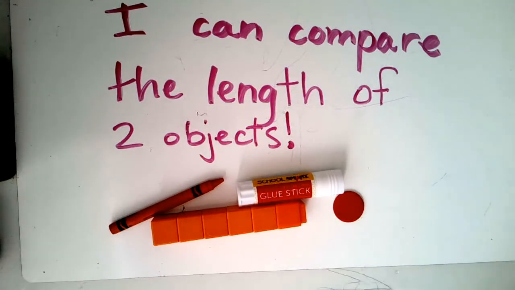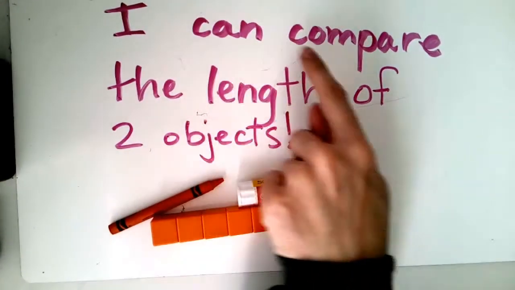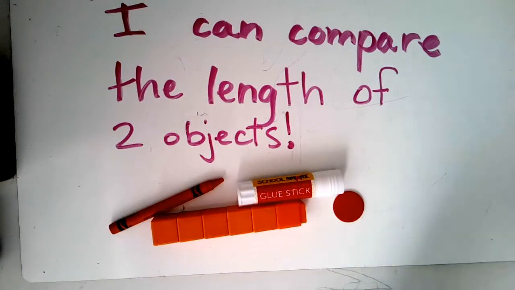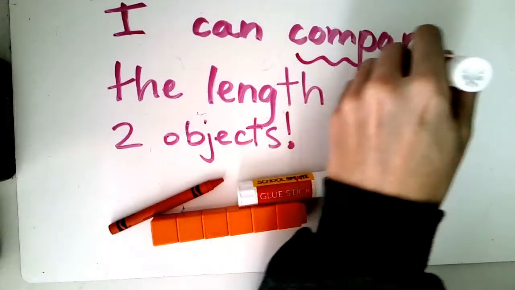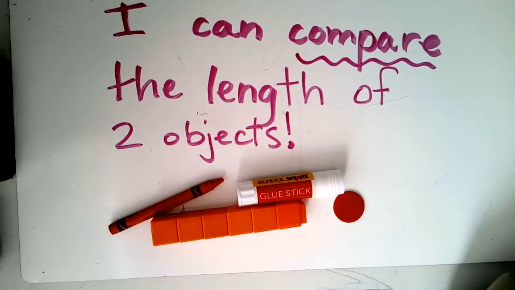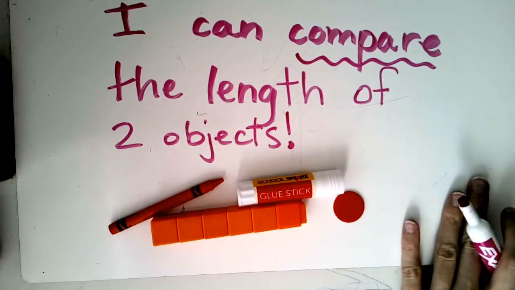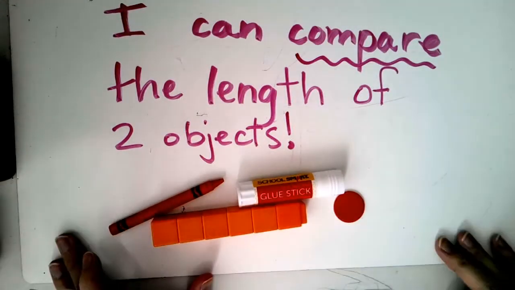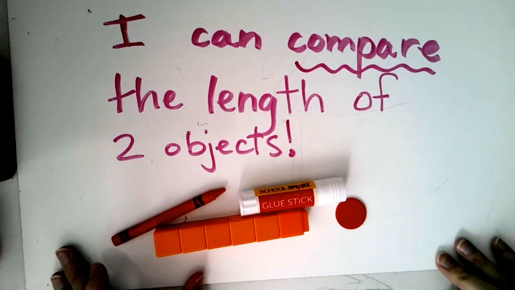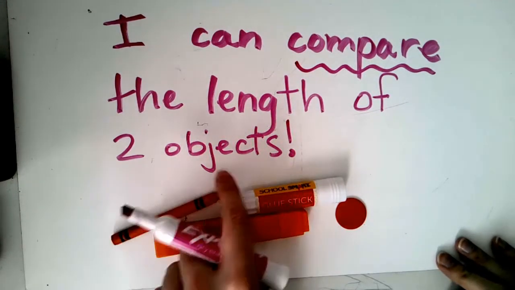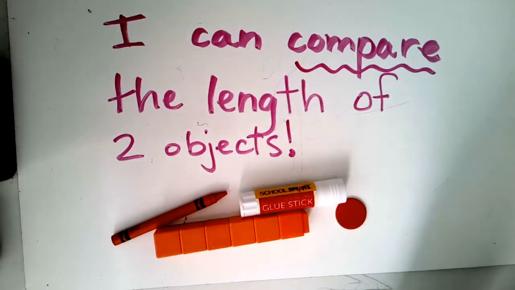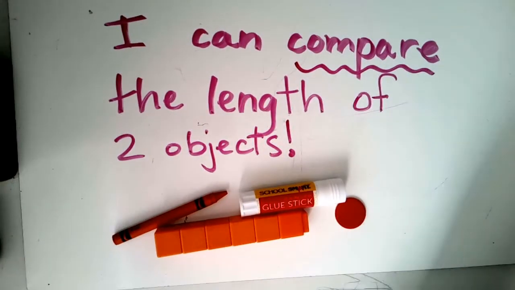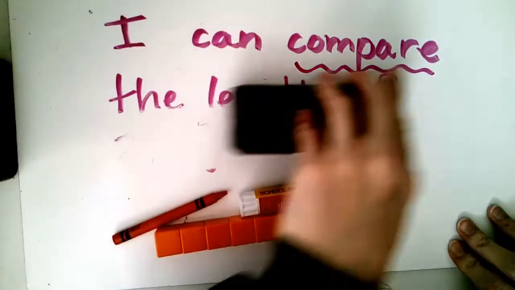Okay, our I can statement today says, I can compare the length of 2 objects. Okay, so our fancy word today that we will need to think a little bit about is this word, compare. Compare means we're going to decide something today, first graders. Is one thing shorter than, longer than, or the same length as something else? So we will have 2 objects and we will decide, is one shorter than, longer than, or the same length as the other one? Let's go ahead and get started.